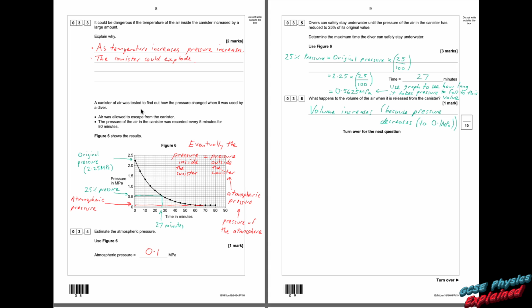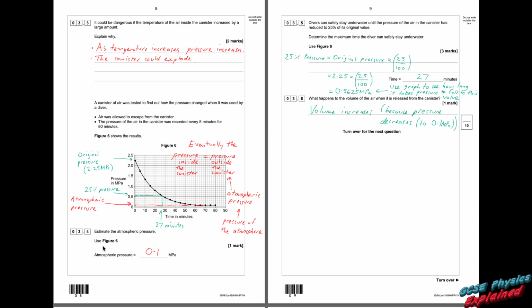A canister of air was tested to find out how the pressure changed when it was used by a diver. Air was allowed to escape from the canister. The pressure of the air in the canister was recorded every 5 minutes for 80 minutes. Figure 6 shows the results. So there's your graph going down over a time of 80 minutes, and that's the pressure.